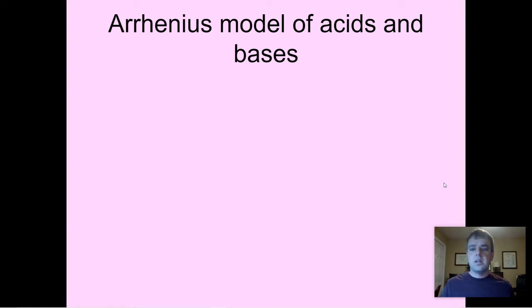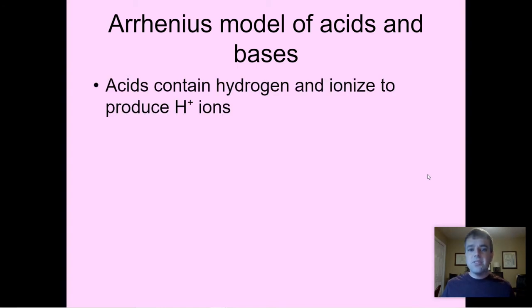Now, there are several different models for how acids and bases work and how we define things as being an acid or a base. We're only going to focus on two of them. I'm going to talk briefly about the Arrhenius model, which is what you would have learned about in a previous chemistry class. The Arrhenius model says acids contain hydrogen, and when you put them in water, they dissociate or ionize to produce H plus ions.